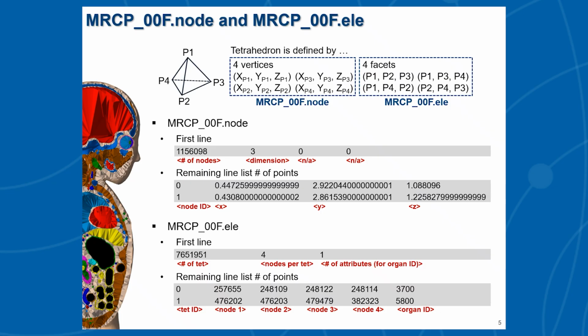For the L file, the first number in the first line shows the total number of tetrahedrons comprising the phantom. The next 2 numbers respectively mean the 4 nodes comprising the tetrahedron and the organ ID. From the second line, the first number is the tetrahedron ID and the following 4 numbers are the nodes comprising the tetrahedron. And the final number is the organ ID.